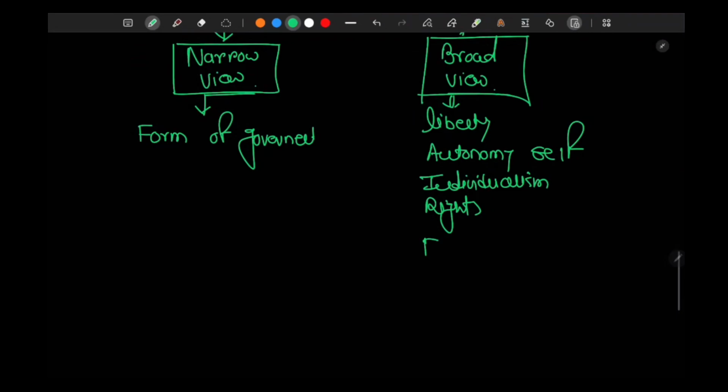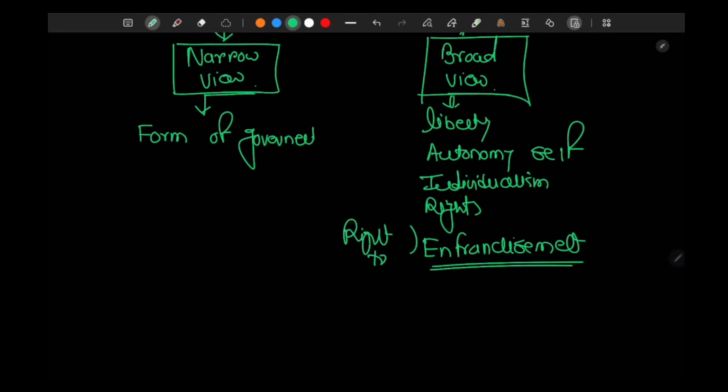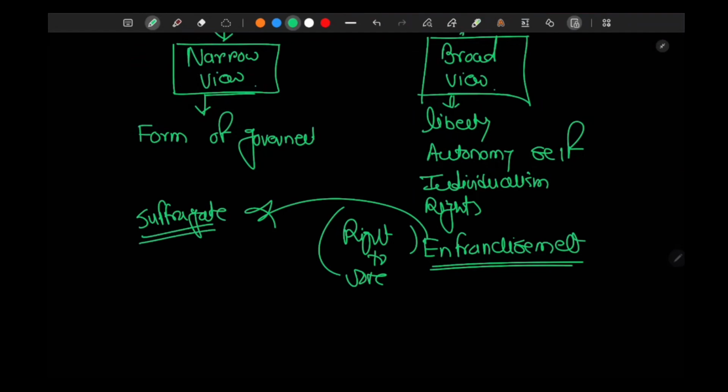Democracy means enfranchisement, right? Enfranchisement basically means the right to vote. As we have studied in feminism, there was the suffragette movement, the women's movement for the right to vote. So democracy allows that. Democracy has become gender neutral.